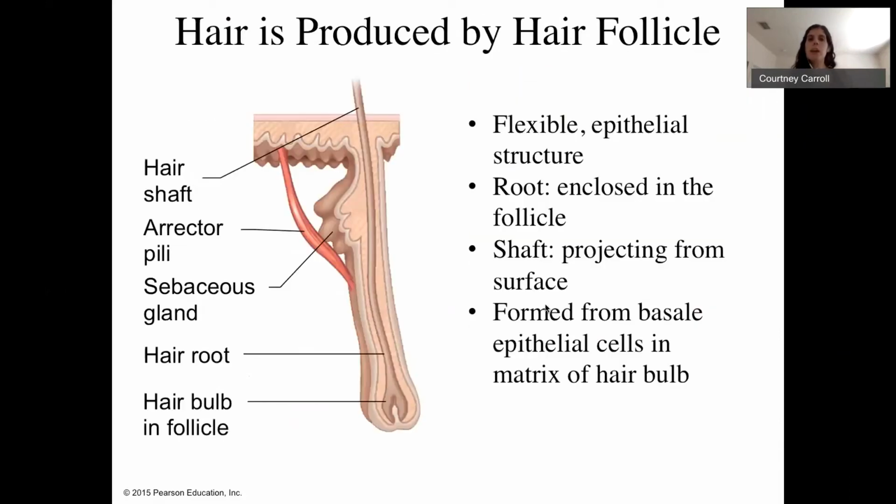Hair is produced by a hair follicle, a flexible epithelial structure that has a root enclosed in the follicle, and the shaft is the part that projects from the surface. These are also formed from that basal layer of epithelial cells in the matrix of our hair bulb here.